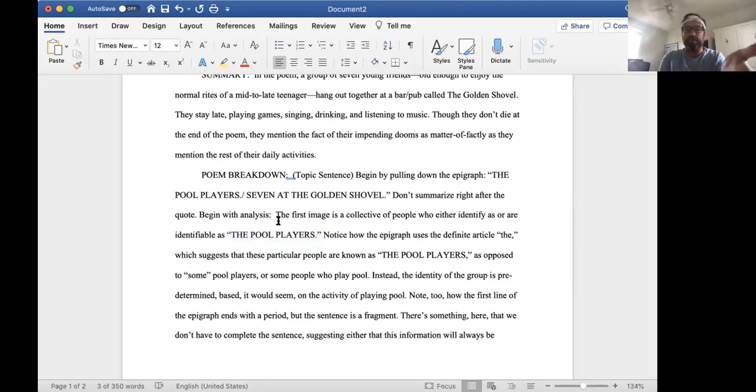Okay, so first, this is what I start with. The first image is a collective of people who either identify as or are identifiable as the pool players. So notice, I'm not telling you the content. I'm making a claim. I say image. I'm talking about identity, or they're identifiable as the pool players. I'm saying let's pay attention to this first. The first thing that is seen is an image. This is definitely helpful for an image-driven paper. Notice how the epigraph uses the definite article the. This is a very nuanced way to think about how to do analysis.